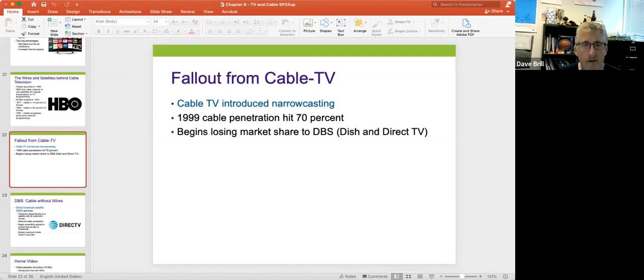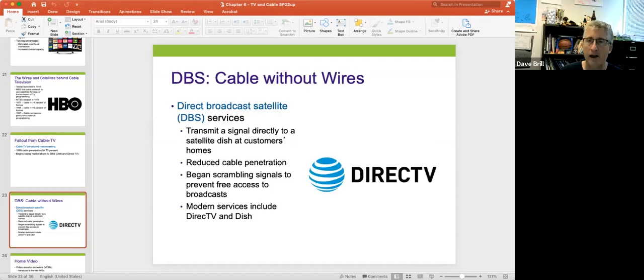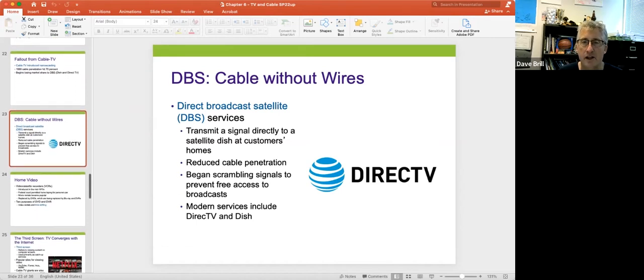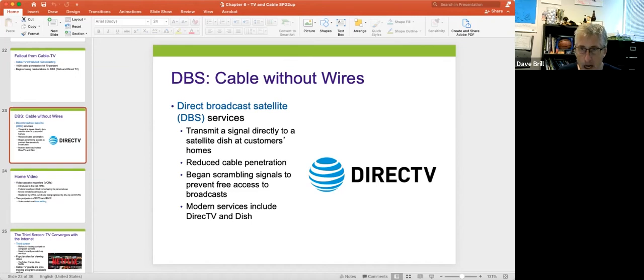So in any event, direct broadcast satellite, which was transmitting a signal directly to a satellite dish at a customer's home, reduced cable penetration. It began scrambling signals to prevent free access to broadcast. So at one point, if you owned a satellite dish, you could see a lot of free stuff. And then networks and companies that were utilizing these satellites to broadcast their content to customers got smart and started scrambling this stuff, and you couldn't see it. Okay.